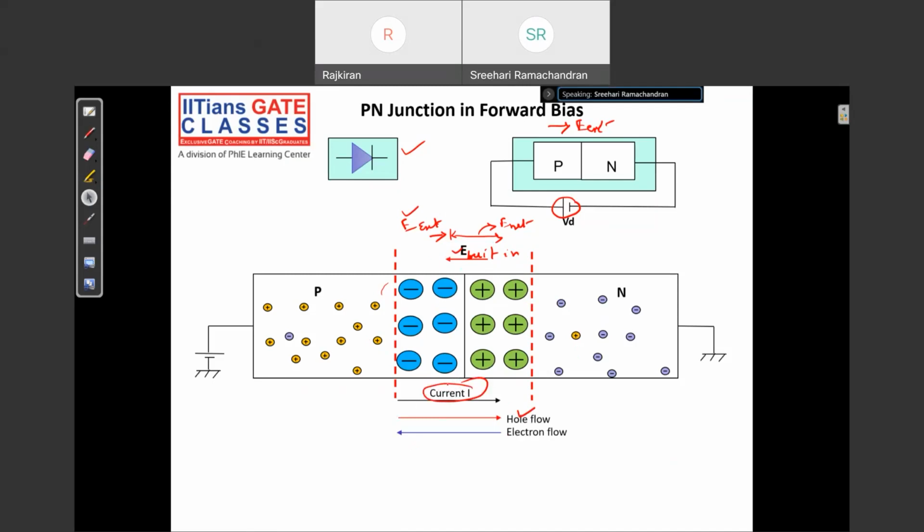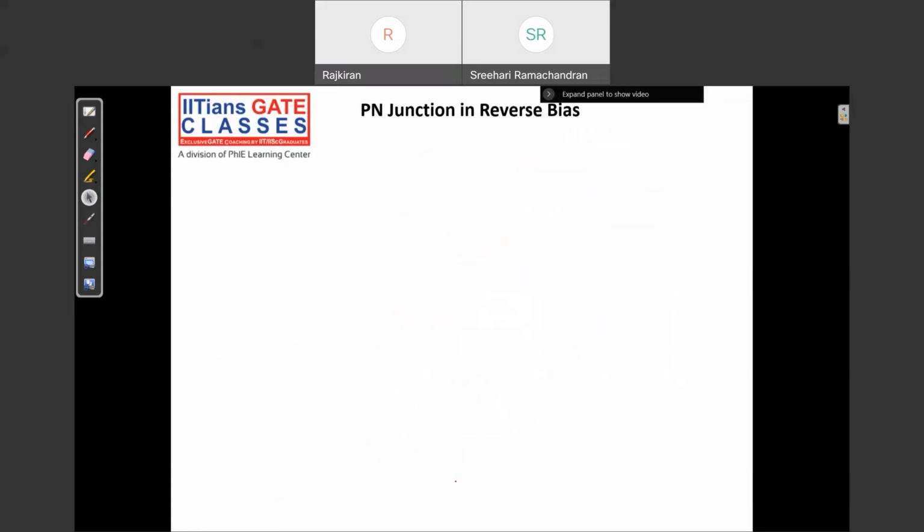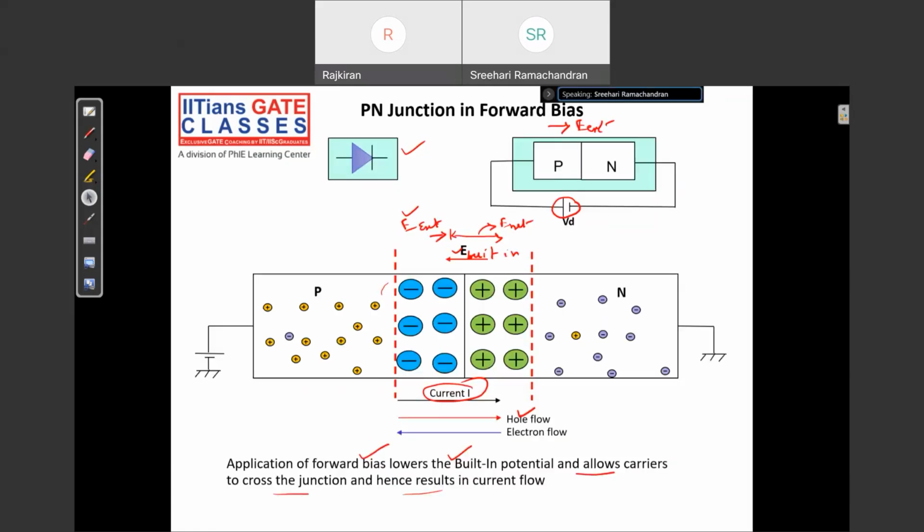So application of forward bias lowers the built-in potential and allows the carriers to cross the junction, resulting in current flow. Okay. So let us now understand the thing. This is just a qualitative explanation. Let us understand the thing from the quantitative view. For that we will switch over to my whiteboard.